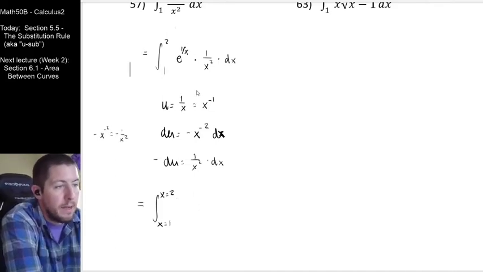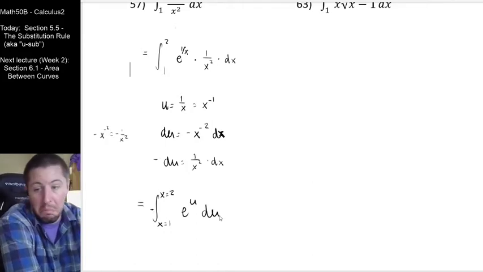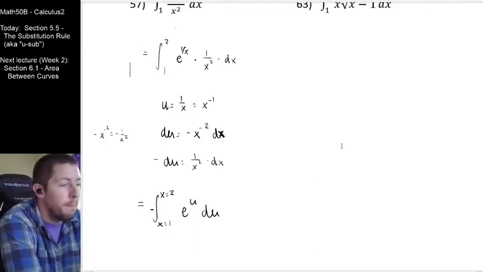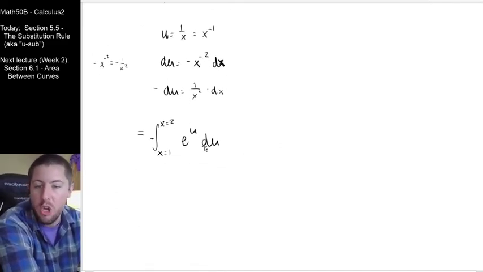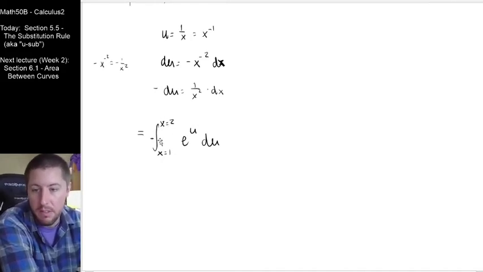Now I'm going to write my substitutions in here. I've got my e to the u. Over here, I'm just getting a negative du from all that stuff. I'll stick my negative out front. That's an easy integral right there. But notice the very clear thing that I did here. I made it very obvious that while this is a u integral, the bounds of integration are explicitly x values, and I don't want to conflate those two things.